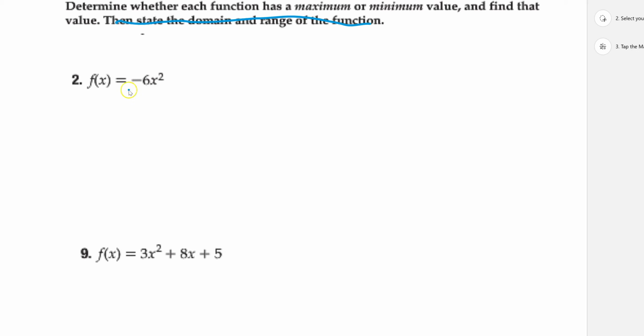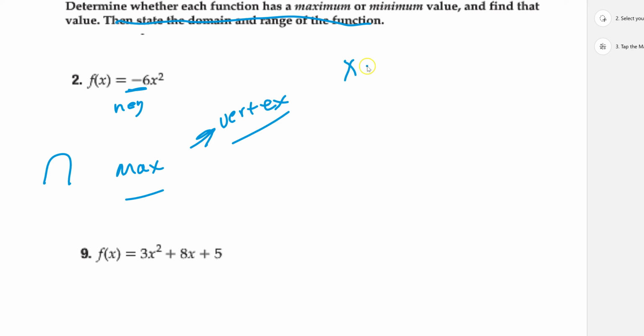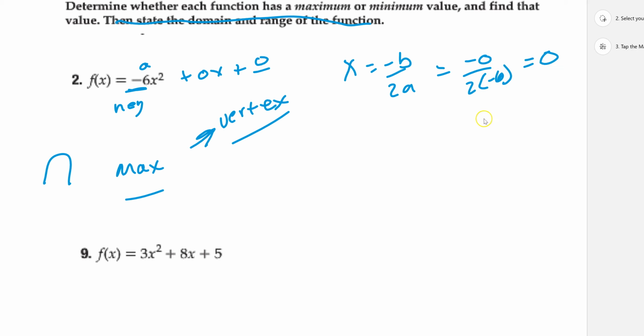So look at this one. a is negative, so it opens down. This has a max. If I want to find it, let's just find the vertex. Remember, the way you find the vertex is negative b over 2a. I only have an a here. This is my a, but I don't have a b. There's no x term, there's no constant term, so they're both 0. So in this case, I get negative 0 over 2 times negative 6, which is just 0. You notice that.